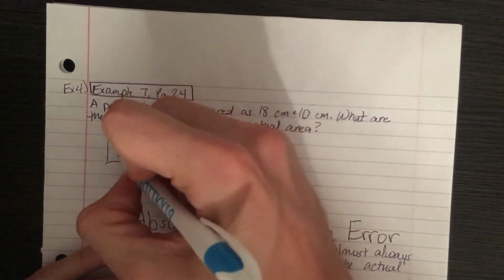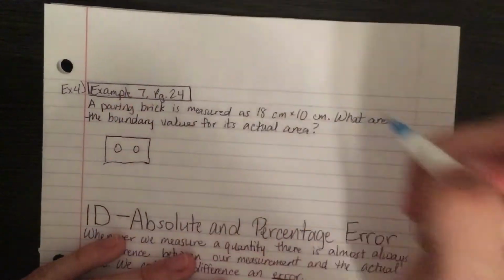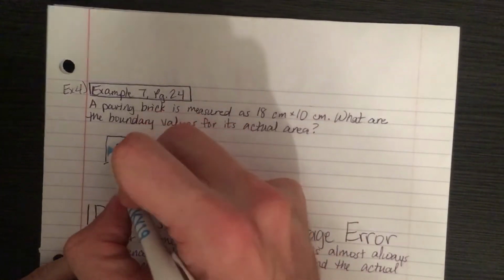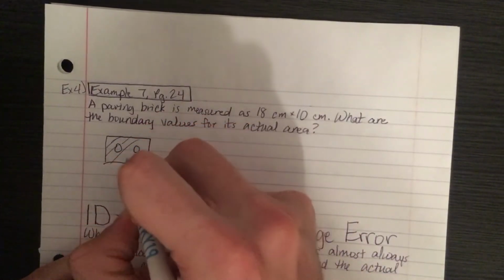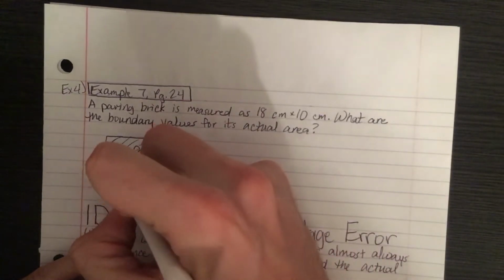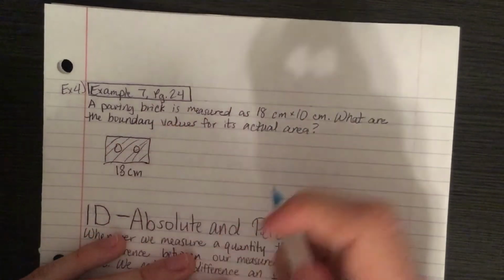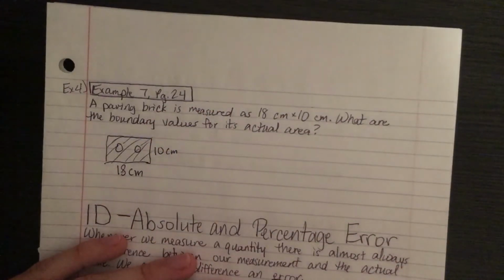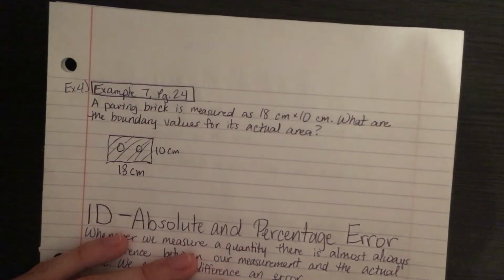So here's Mr. Price's brick. I'm obviously a gifted artist. Maybe we could put a little texture in there. Look at that. So we've got 18 centimeters here by 10 centimeters. And we want to know what the possible things for our area are here.